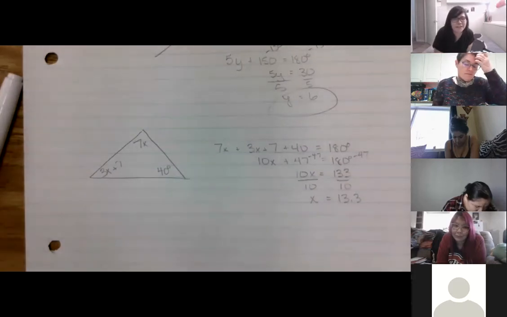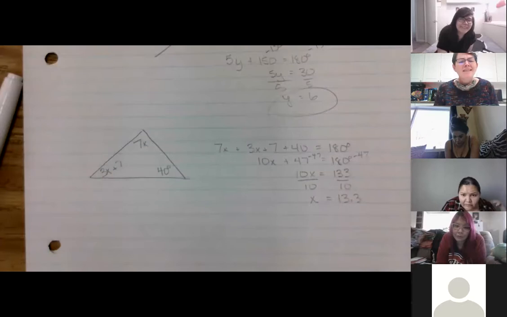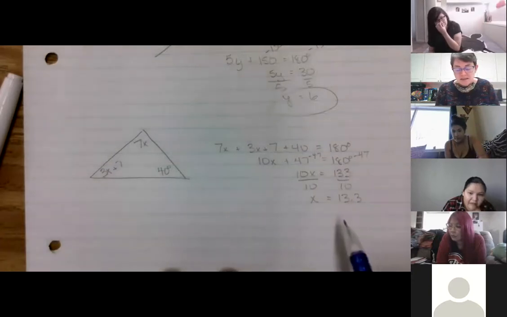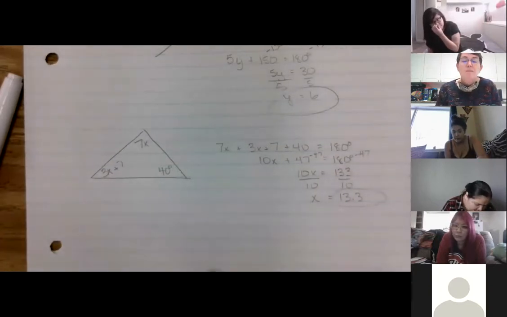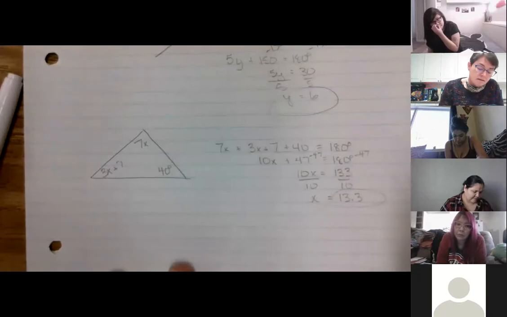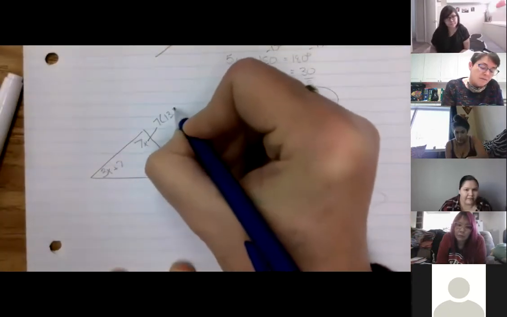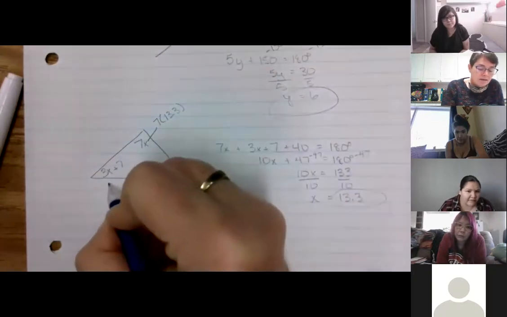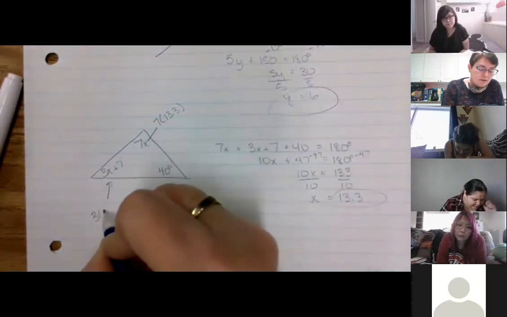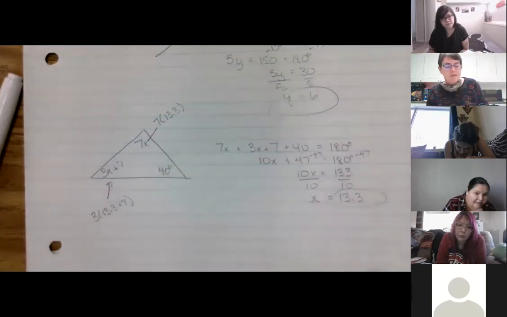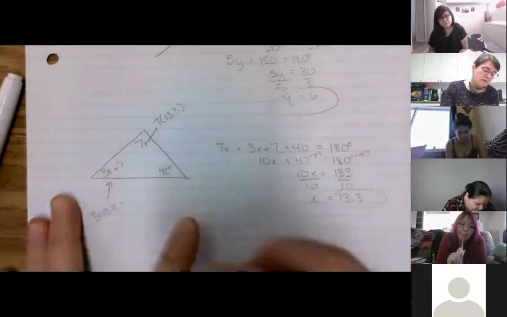I forgot a 7. Oh, okay. So I'm like, how did you get a whole number? That seemed just so weird. Cool. And then depending on what the question says, it might just say solve for x, but it probably says find the angles. So then you would just take this one and you go 7 times 13.3. And here you'd go 3 times 13.3 plus 7. And then solve those out. Sorry, bracket in the wrong spot.